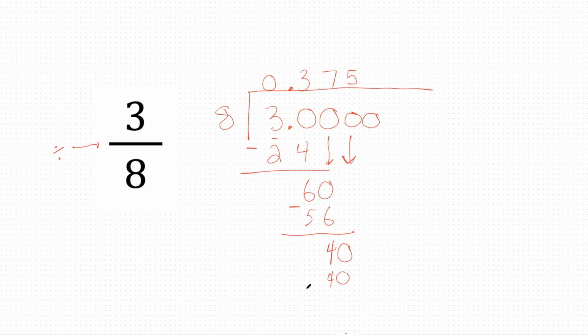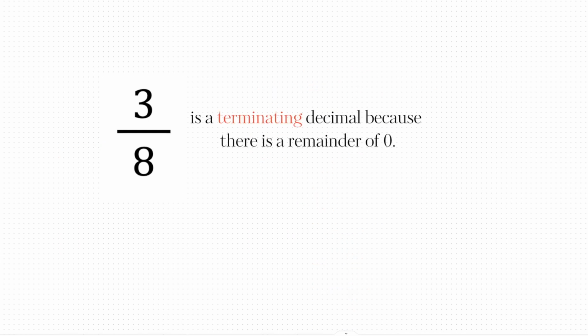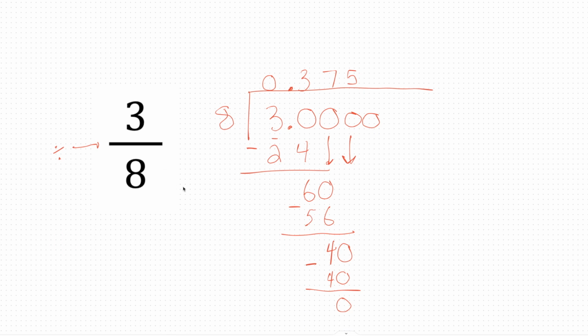And here's a key part of this conversion. Notice that the remainder is now 0. Once that happens, you're done, because there's nothing else to do. So the decimal would be 375 thousandths. That's the proper way of saying it. And 3/8 is a terminating decimal because there's a remainder of 0. Anytime you get down to this, where this happens, you know it's going to be a terminating decimal.